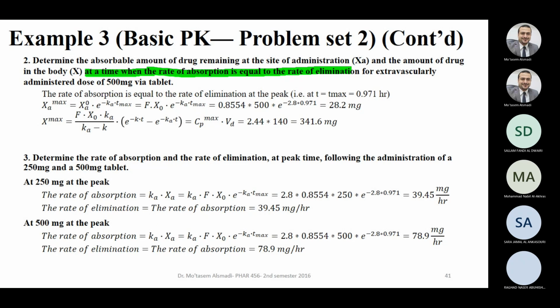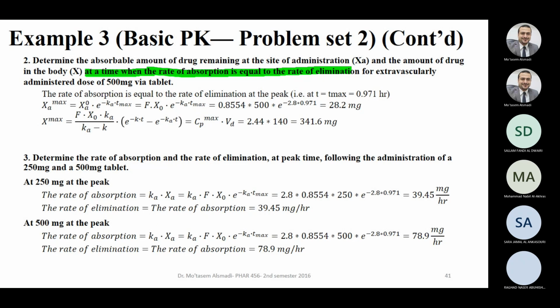Okay, let's go to the third part. Determine the rate of absorption and rate of elimination at the peak time, following the administration of two dose strengths, 250 and 500 milligrams. This means we need to calculate the absorption rate and elimination rate at the peak time.